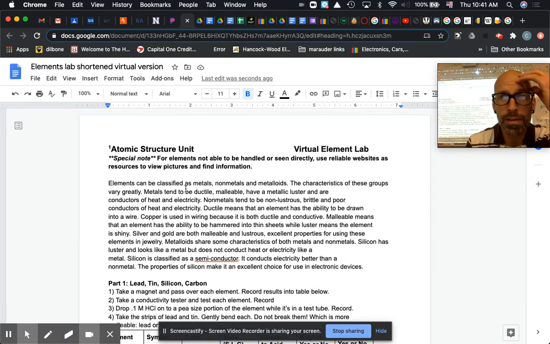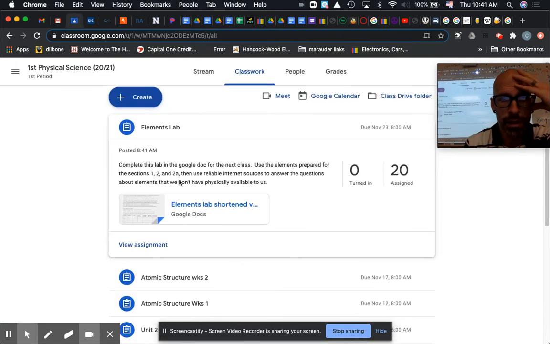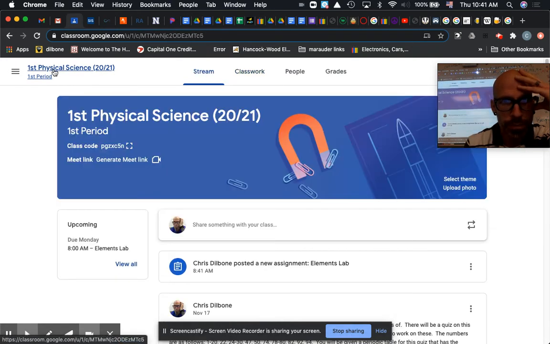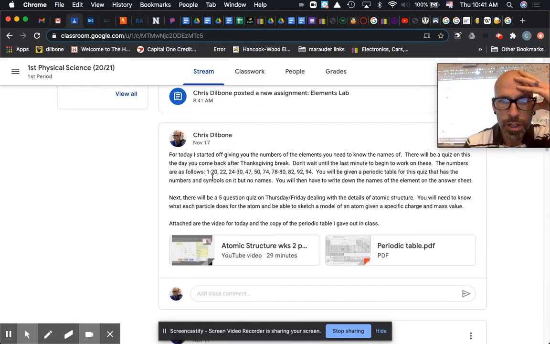But another quiz we're having is on Tuesday and Wednesday, December 1st and 2nd: the elements quiz that I had mentioned in the last post. Again, numbers 1 through 20, 22, 24 through 30, 47, 50, 74, 78 through 80, 82, 92, 94. These elements, you need to know the names of those for December 1st and 2nd. Those are the 2 block days that the quiz will be. So there's that as well.